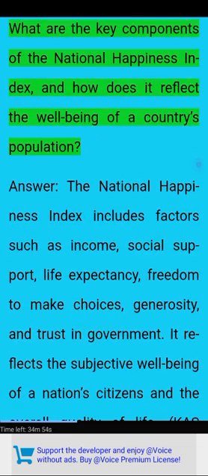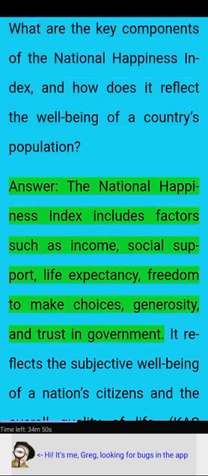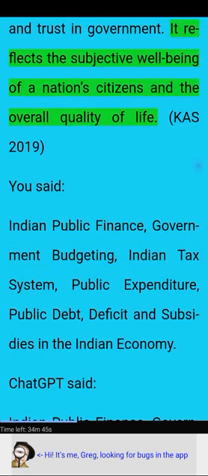CAS 2018. What are the key components of the National Happiness Index, and how does it reflect the well-being of a country's population? Answer. The National Happiness Index includes factors such as income, social support, life expectancy, freedom to make choices, generosity, and trust in government. It reflects the subjective well-being of a nation's citizens and the overall quality of life.